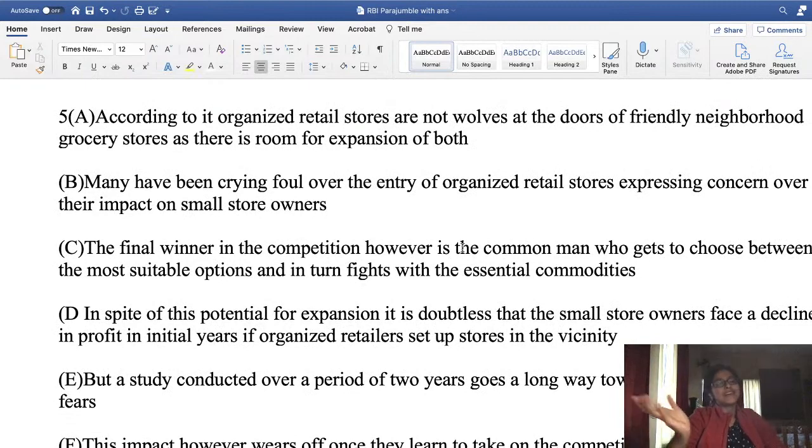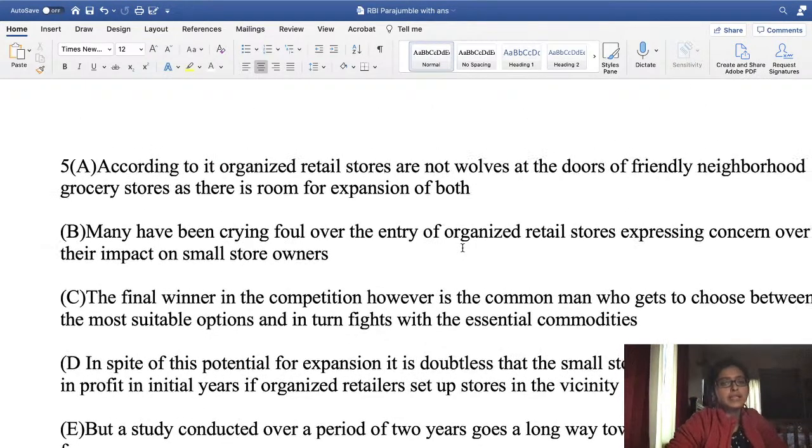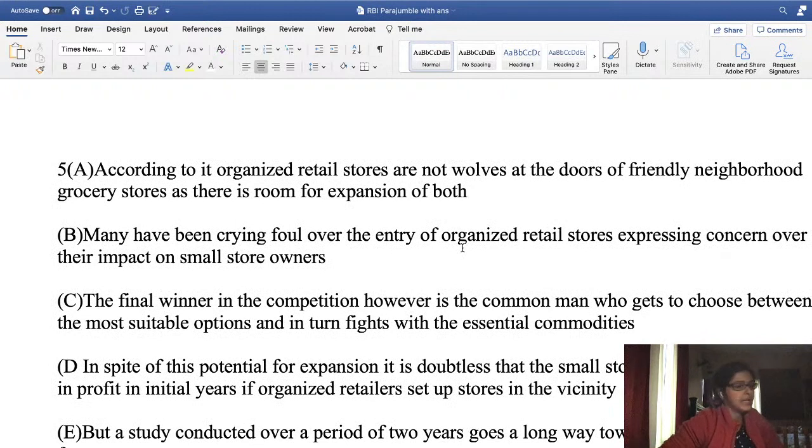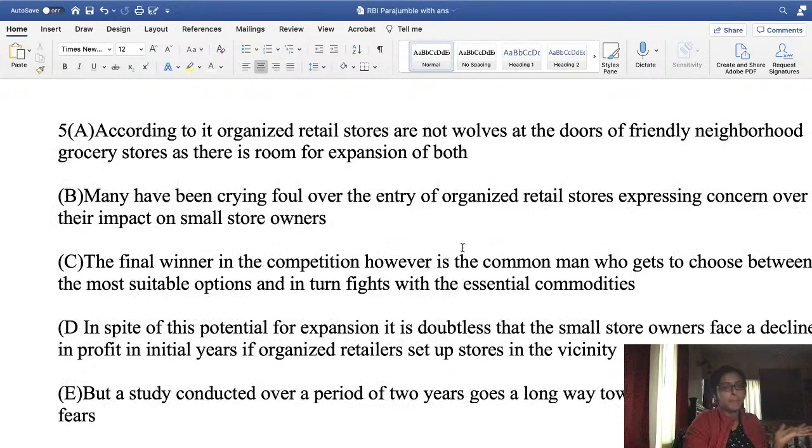Okay, so the right answer is B, E. Look at sentence number A. Sentence A is the study. It is telling you that the organized retail stores are not wolves. They are not bad. They're not trying to capture these small stores. They're not trying to harm them, right? And there is room for expansion of both. So retail stores, at the same time, the regular kirana stores, the grocery stores, both of them can flourish. Both of them can expand. They are not harming each other.